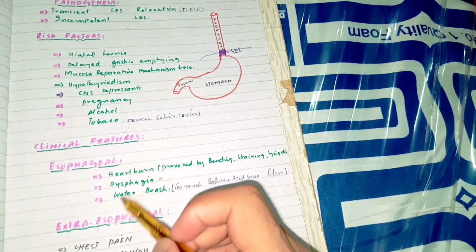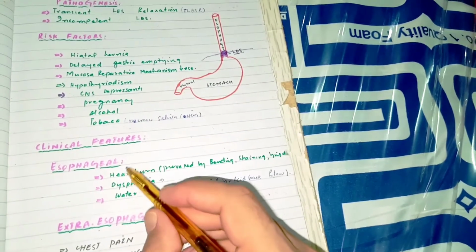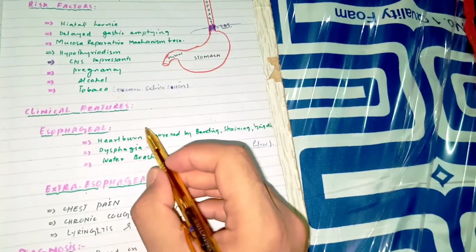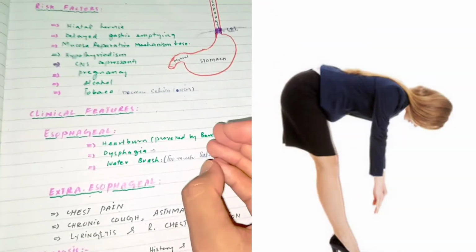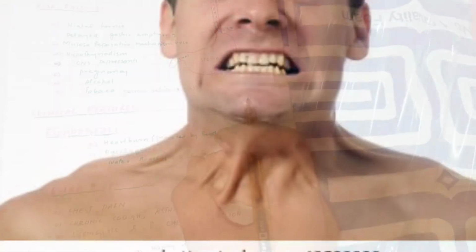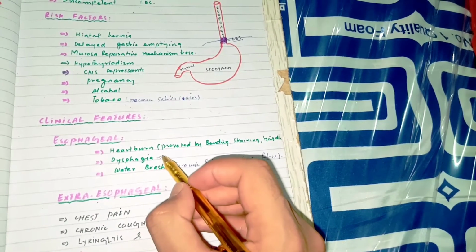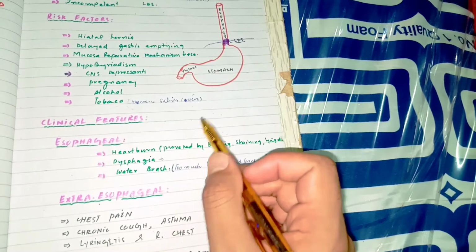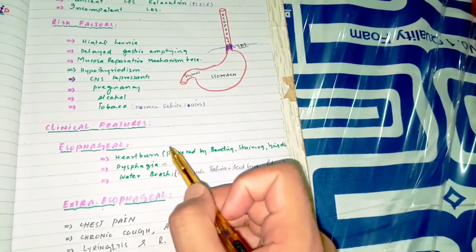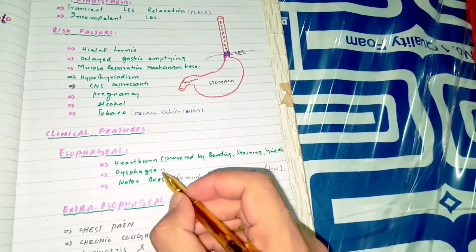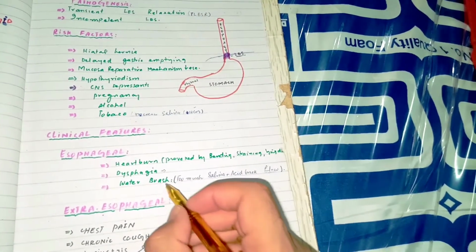The clinical features. There are two types of clinical features, based on location. One is esophageal, the other is extraesophageal. In esophageal features, there is heartburn, which can increase by bending, straining, and lying down. And dysphagia is due to inflammation of the esophagus, which in late cases causes fibrosis and narrowing of the esophagus, which can result in dysphagia.